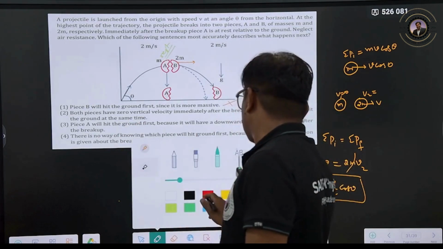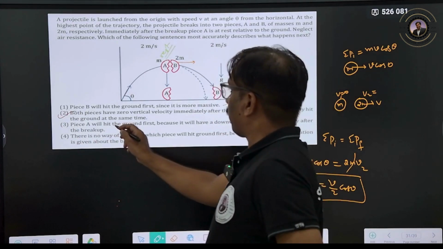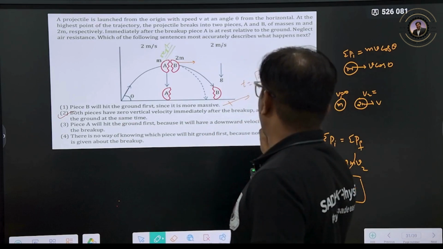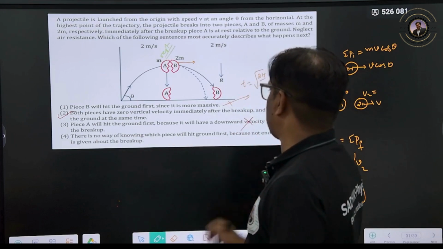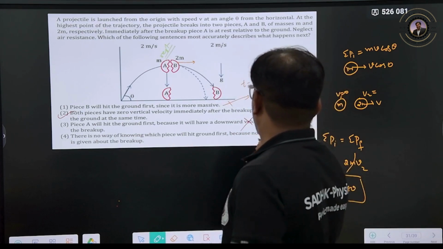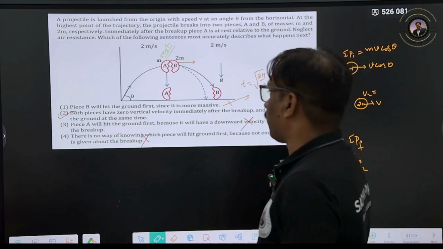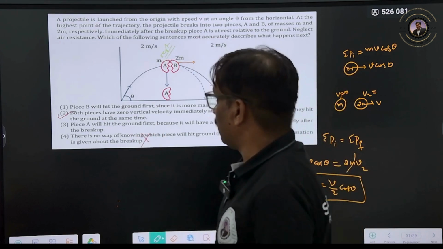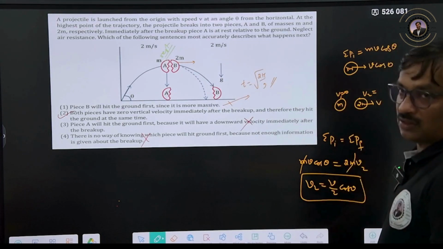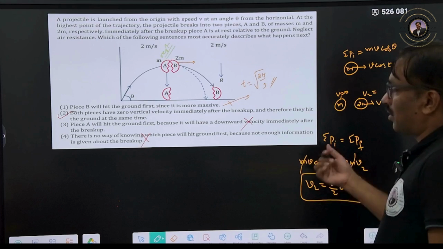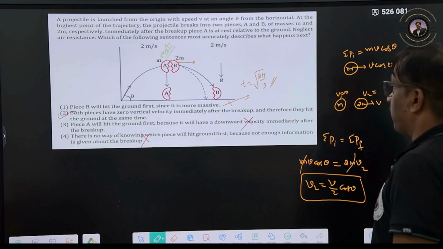Yes, so therefore this will be the correct statement. Piece A will hit the ground first because it will be having the downward velocity. No, wrong answer. There is no way of knowing which piece will hit the ground because not enough information to break up. Wrong answer. So therefore both are going to hit the ground at the same time, right? Like these questions, you need to analyze. Here also there is nothing, no use for this question, but you can solve problems like this also.